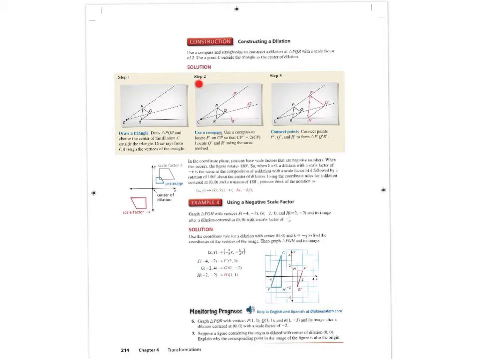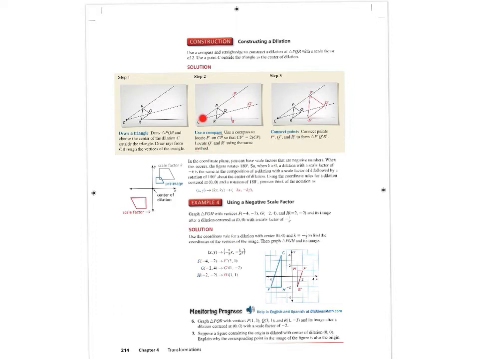Alright, moving on to step 2, we're going to use our compass to locate P prime on ray CP. We want to figure out where this point is going to land so that the distance from C to P prime, this full distance here, is equal to twice the distance from C to P. So from C to P, we want to double that to get to P prime. Then locate Q prime and R prime using the same method.